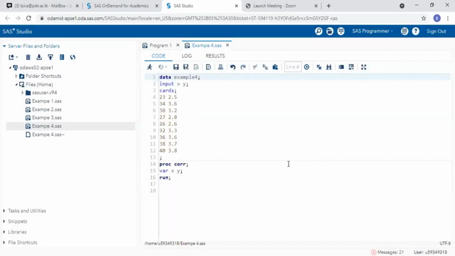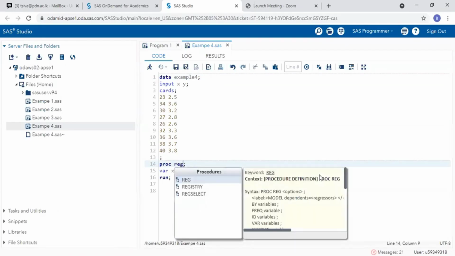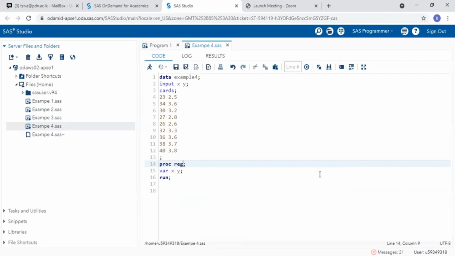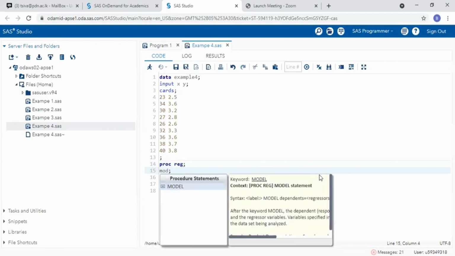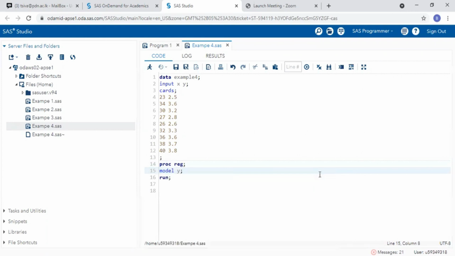Can you all see the screen? Yes, sir. Right. So this is the example we did yesterday. Suppose you want to do correlation; before that we did regression. We said PROC REG. Then we have to give the model. The model is y equal to x. This is what we said. Then you run the program.